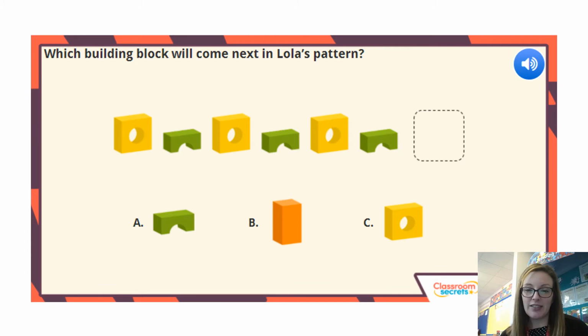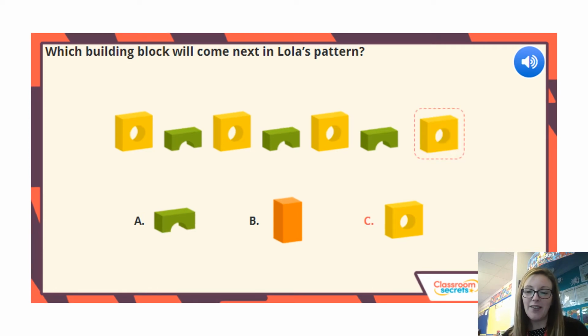So let's have a look at this first pattern. Lola has been using her building blocks to create a pattern. You can see there is a yellow brick with a little hole in the middle, then she's used a green brick that looks like a little bridge. So have a look at that pattern. We can see the yellow, then the green, the yellow, then the green, the yellow, then the green. So which shape would come next in that pattern? You can pause the screen and have a little look at the shapes underneath A, B and C and decide which shape you think will come next in that pattern.